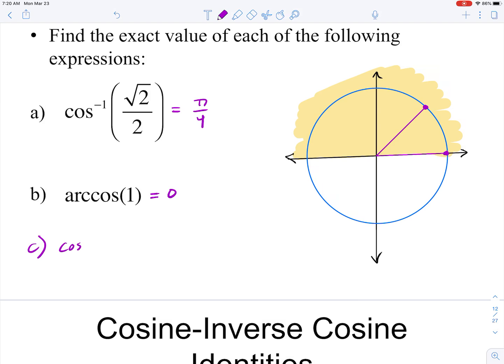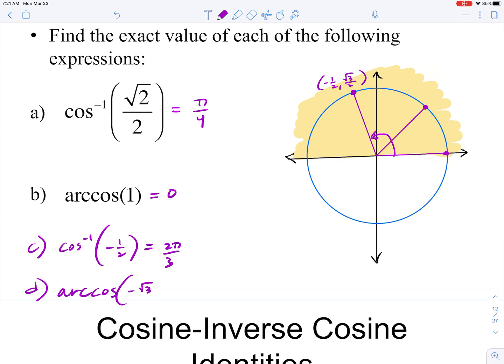Let me give you another one. How about inverse cosine of negative 1/2? Well, that would be approximately there. And that angle, right, so that's negative 1/2 comma root 3 over 2. That angle would be 2 pi over 3. Okay. Or arc cosine of negative root 3 over 2. That would be 5 pi over 6. Okay, so angles from quadrant 1 and quadrant 2 between 0 and pi.